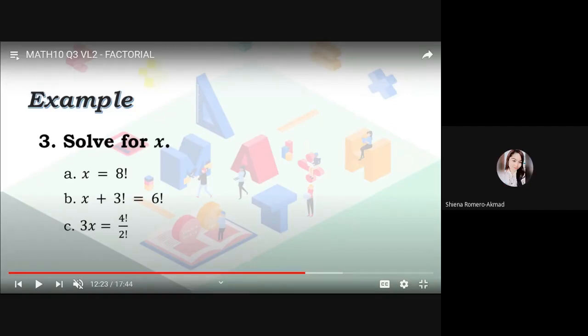So, ano magiging value nun? 720 minus 6. So, yung sagot po, 720 minus 6. Anong sagot nun? 714. 714. How about letter C? 3x equals 4 factorial divided by 2 factorial.